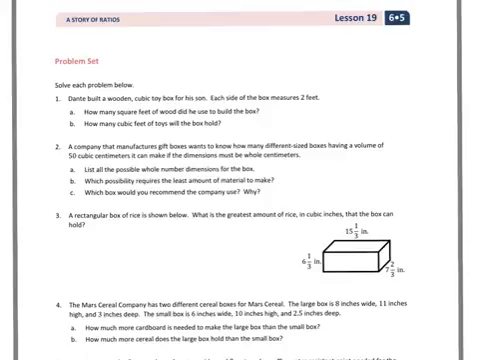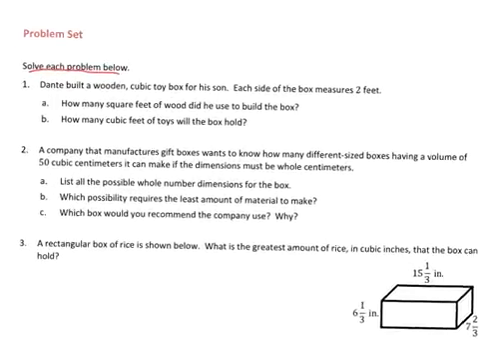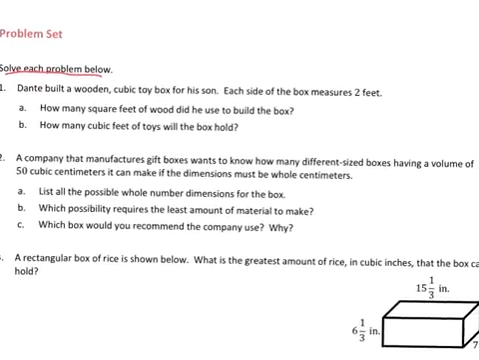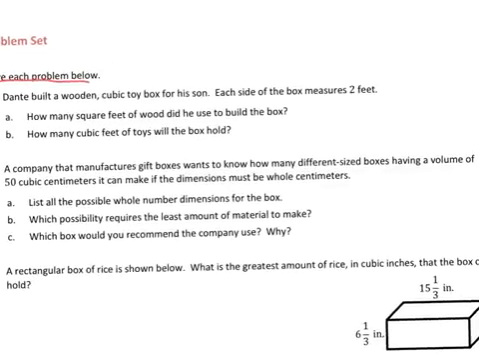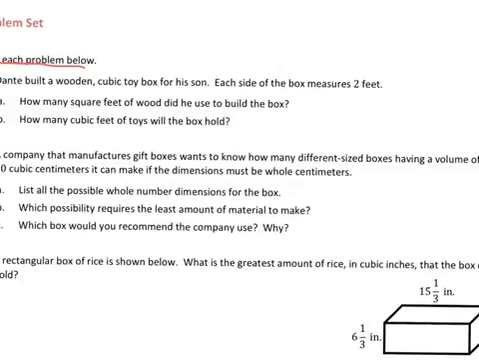We see our directions say, solve each problem below. So we're going to zoom in and take down problem 1, A and B. It says, Dante built a wooden cubic toy box for his son. Each side of the box measures 2 feet. So I'm going to do a quick sketch of this. It's going to be a cube. 2 feet, 2 feet, 2 feet.